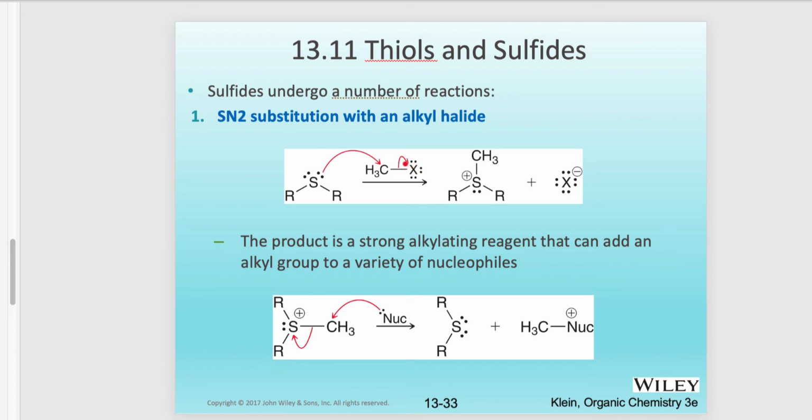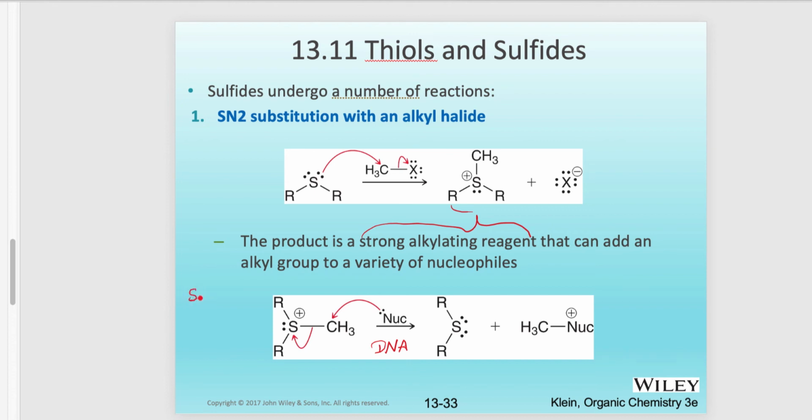Methyl iodide is one of the strongest and most dangerous reagents to work with. So this is a methylation reaction where we're adding an S-methyl group. Sulfur here carries a positive charge. So we say that this molecule here is a strong alkylating reagent. And that alkylating reagent can then react with other nucleophiles. That includes DNA.